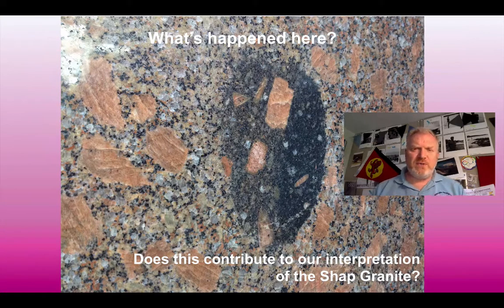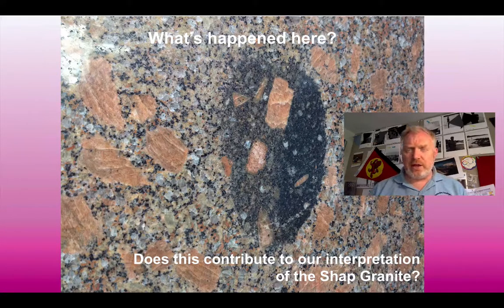Now, there are some interesting features we find in the Shap Granite. This is an example of one. We've looked at this in a previous lesson. This is an enclave. What do you think's happened here? What does that tell us about the cooling history of the Shap Granite?